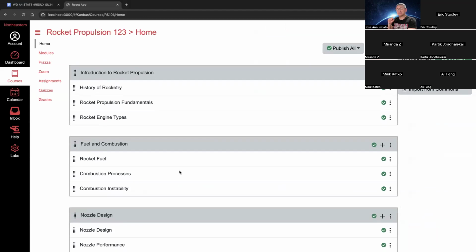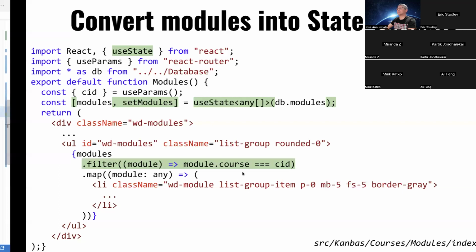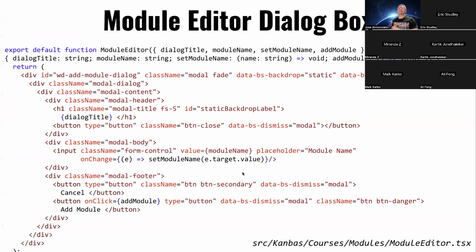But now, because it's a state variable, I'm going to be able to manipulate it. I'm going to be able to append new modules, delete modules, update modules. So let's practice that. So first, let's create a dialog, so that if we want to edit a module, it'll pop up as a dialog, where I'm going to be able to type in the new title, the new description, and just say add module.